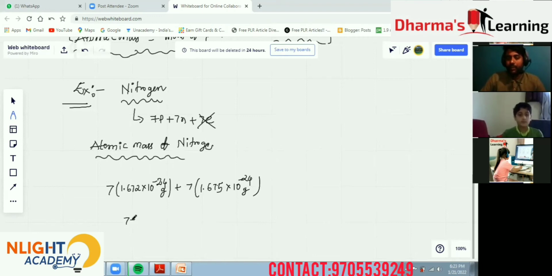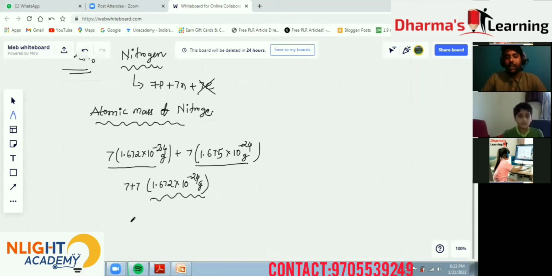So 7 plus 7, because I took 1.672 into 10 to the power of minus 24 grams as the common thing. Here you have this one, here also you have the same number, right? So we took the decimal value as common, not 7, because I didn't want to write it twice. The 7s I have already written, so I took this one as common.